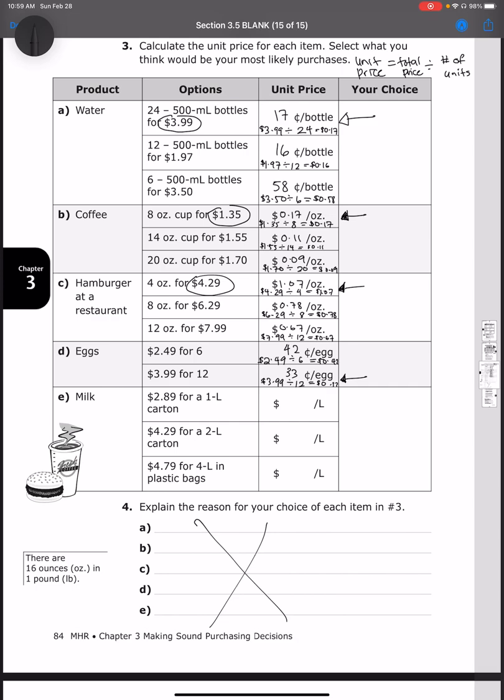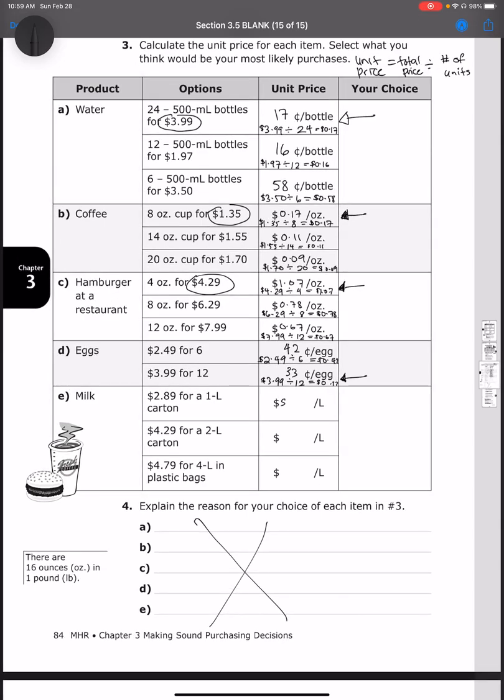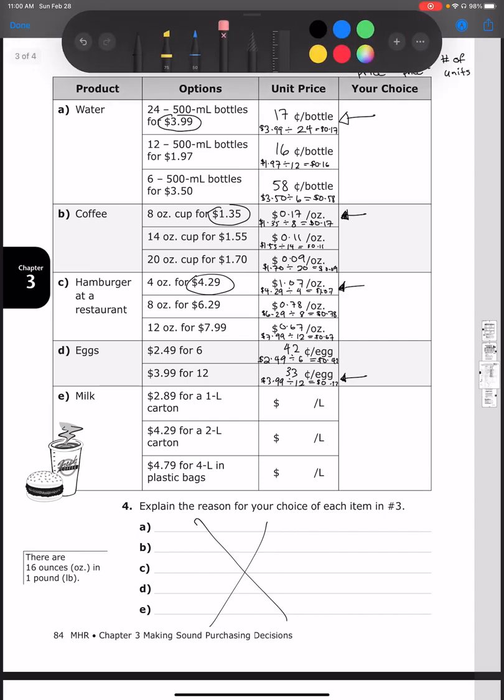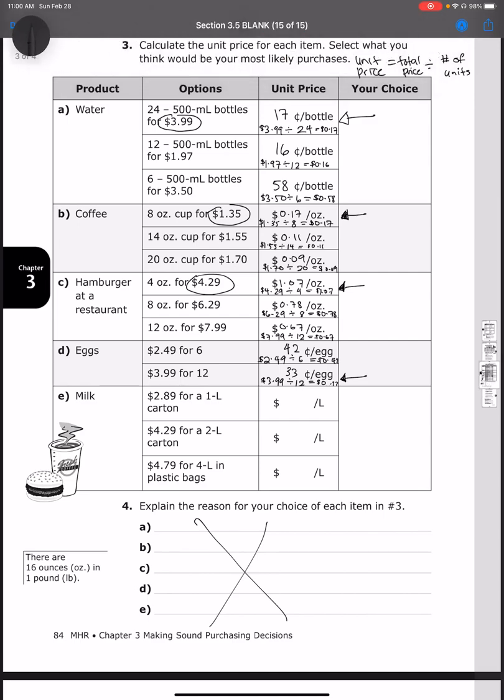And lastly, milk. So $2.89 for a 1 liter carton. Here, this is already a unit price. It's the cost of milk per 1 unit, in this case 1 liter. So we already know the unit price. It costs $2. Oops, let me just erase that. It costs $2.89 per liter.